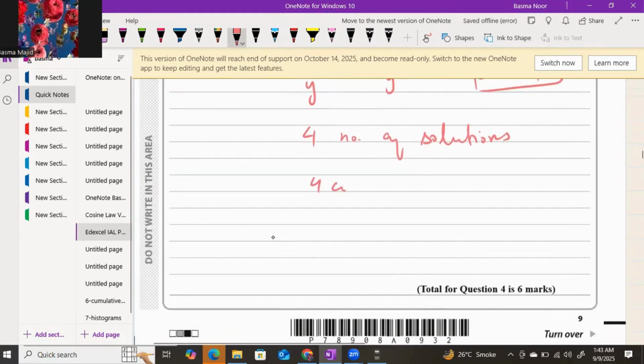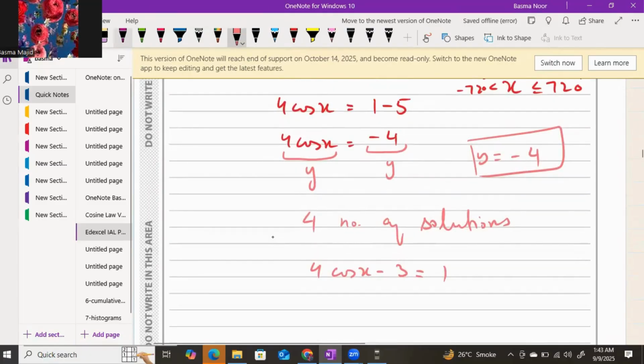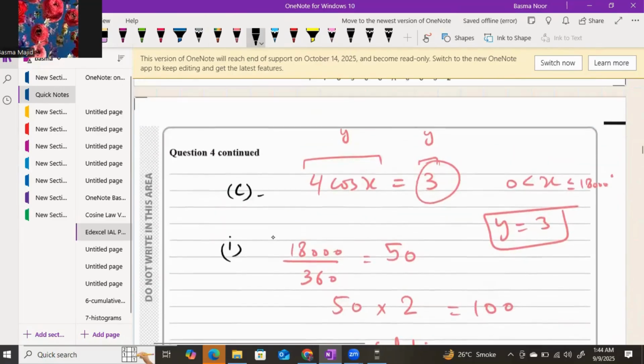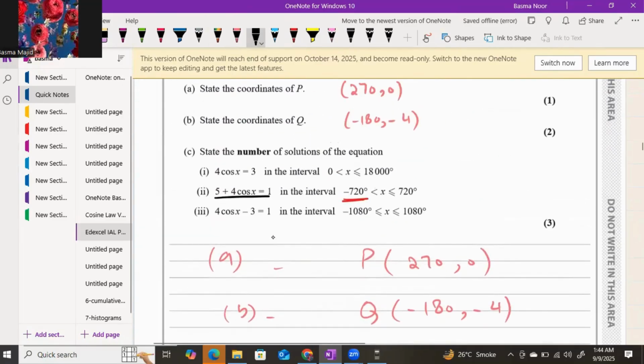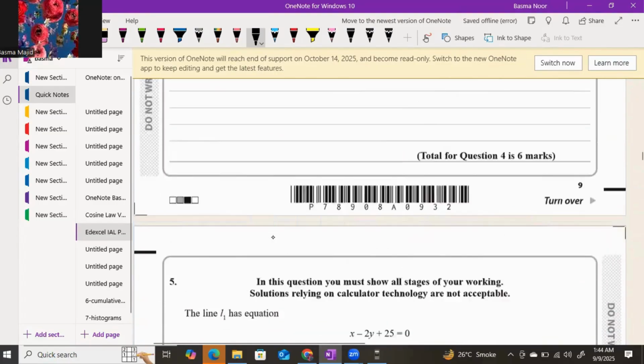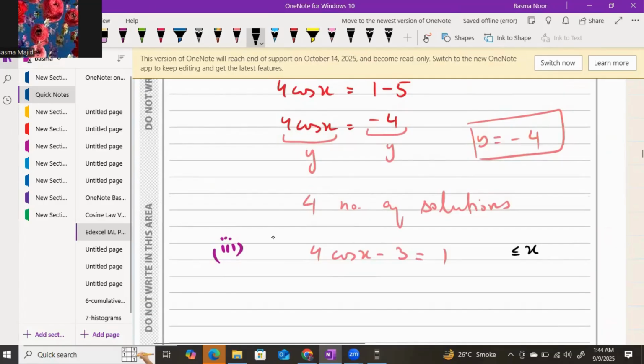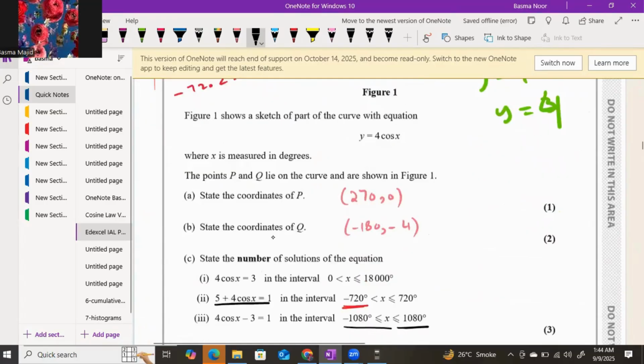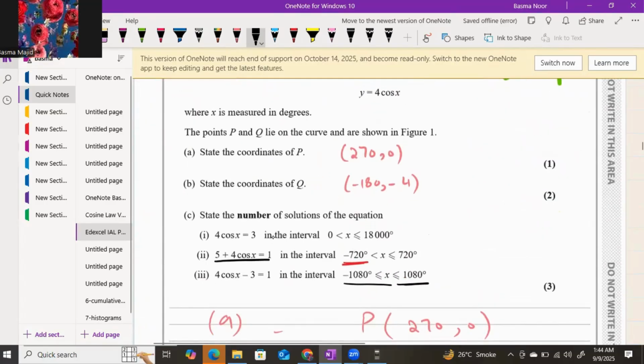4 cos of x minus 3 equals 1, that is part 3, and the range for x is greater than or equal to negative 1080 and less than or equal to positive 1080. Both of them we are including, negative 1080 and positive 1080.